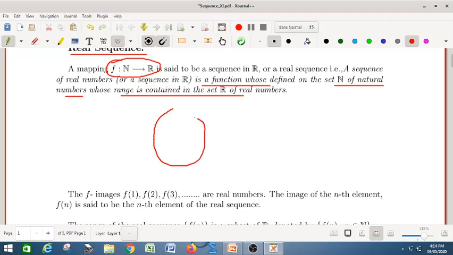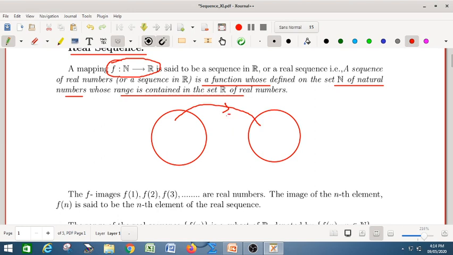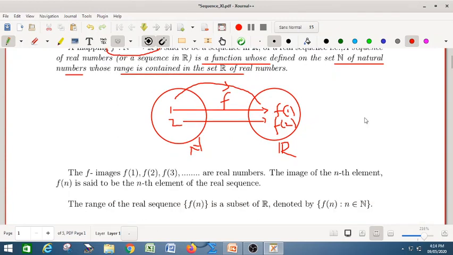So a real sequence is defined by a mapping or function like this, f from N to R, whose domain is the natural numbers and range is the real numbers. The domain is N, so for 1 you have the value f1, which is in the range. For 2 the image is f2, and so on. So this is the real sequence whose domain is the set of natural numbers and range is contained in the set of real numbers.